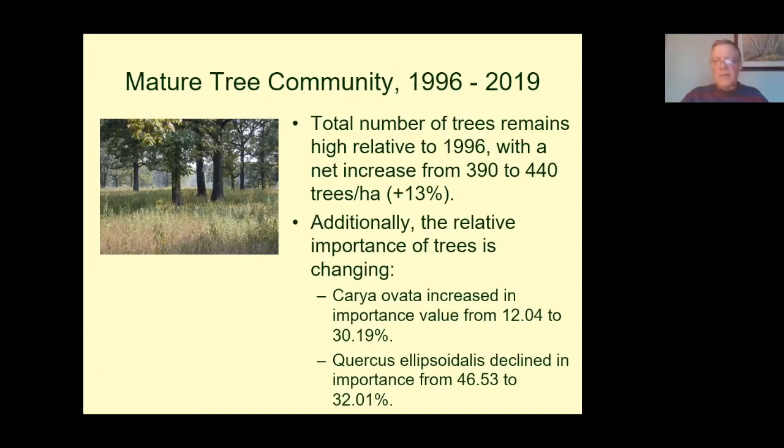Additionally, the relative importance of trees is changing, with hickory taking on an increased importance of 30% and Hills oak declining in importance to 32%, although Hills oak still remains the most dominant tree in the tree community.